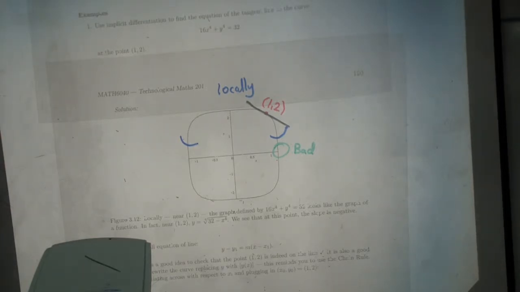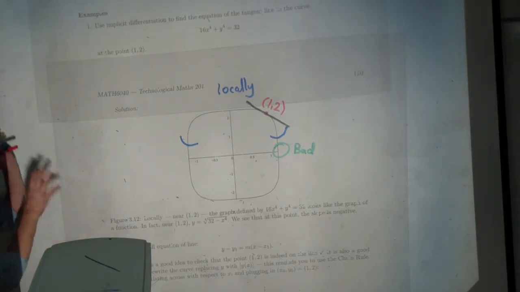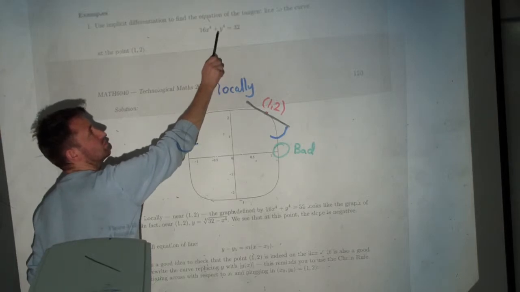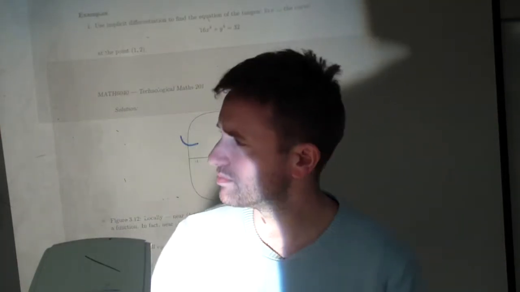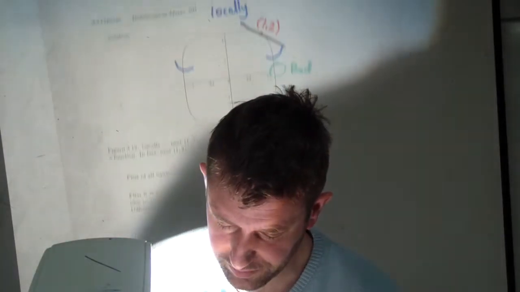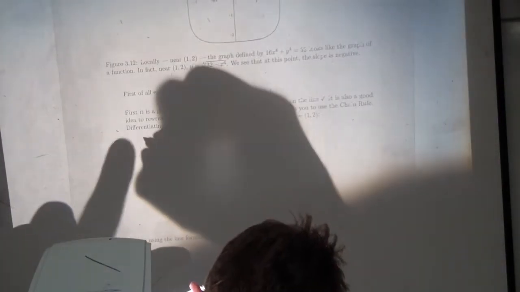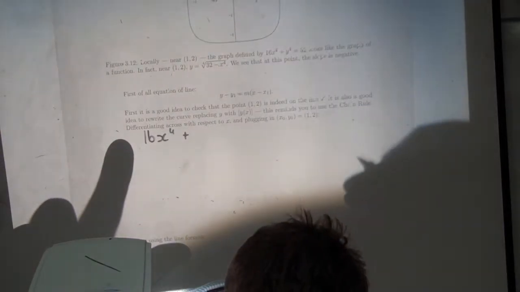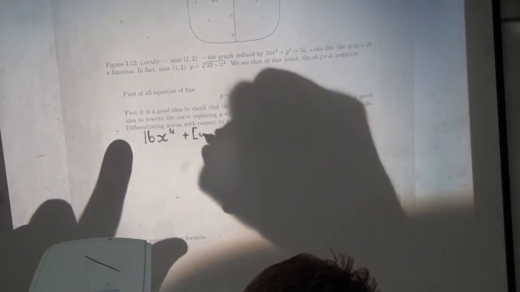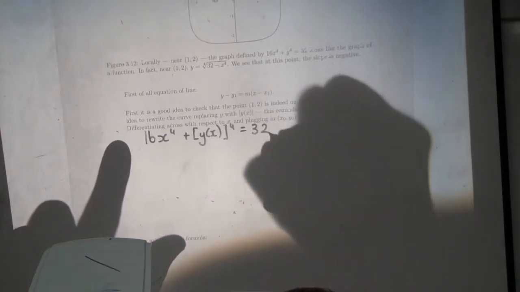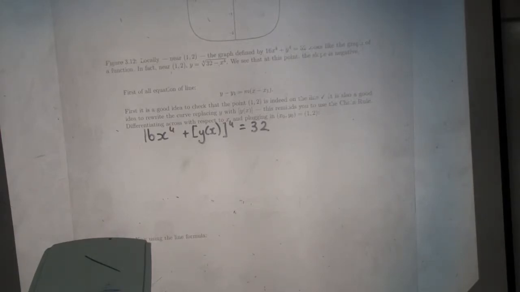What I'm going to recommend, you don't have to do this next thing, but I do recommend it. Even if you're not too bothered about what's going on, to actually do the questions, I recommend that you write it one more time with y as y of x, to avoid problems, because we have another type of differentiation next week. So the curve is 16x to the 4 plus y, which I'm saying write as y of x, to the power of 4 equal to 32. And you only have to write this y of x just once.